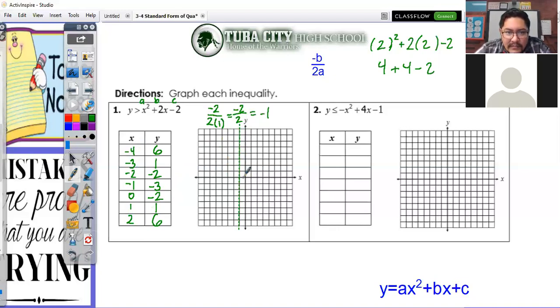So -4, up 6. So go back 4, up 6. And then next one here is going to be -3, 1. So go back 3, up 1. -2, -2, I should say. -2, down 2. And then -1, -3. And now it's starting to look like an actual parabola. And since it repeats itself, we should be able to just mirror all of these points. Or you can go ahead and keep going, like 1 over, 1 up 1, and then here it'd be over 2, up 6. And that looks like a parabola.